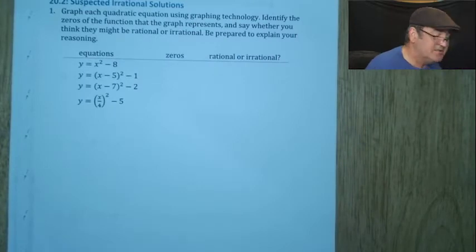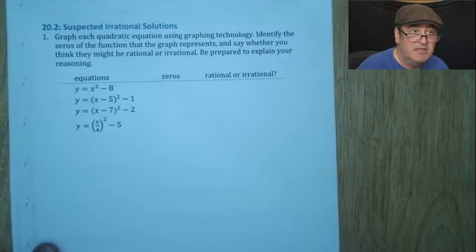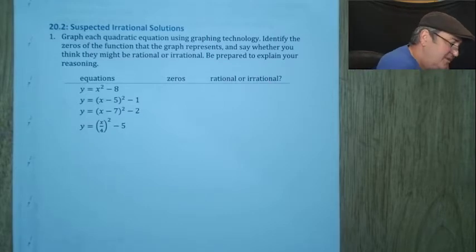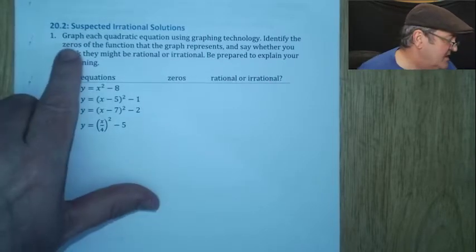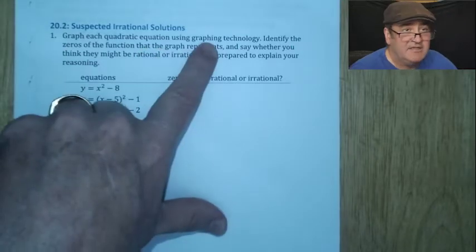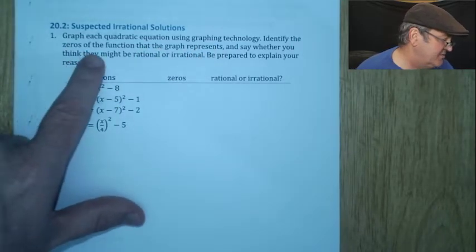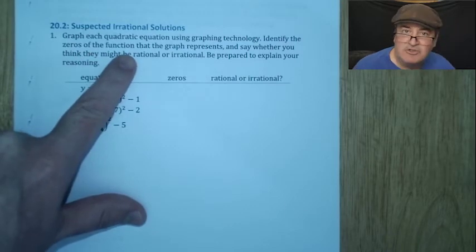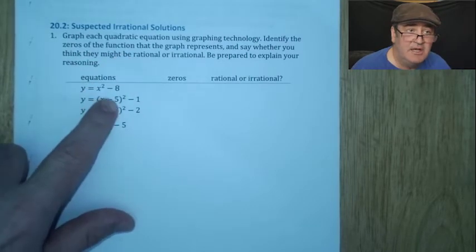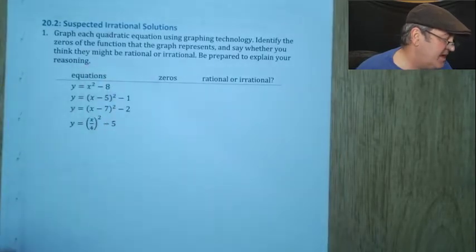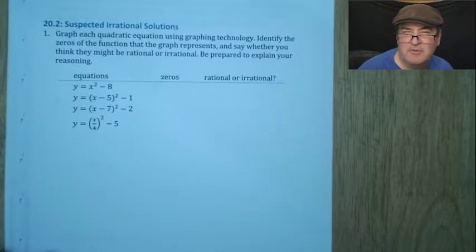Let's continue on looking at some in comparison to our quadratic equations. So, suspected irrational solutions, right? We talked about getting those with our quadratic formula. This says graph each one using graphing technology, so we'll do that on our computer. Identify the zeros of the function, the solutions. What would x equal to make those equal to 0? And say whether you think it might be rational or irrational. Be prepared to explain your reasoning.